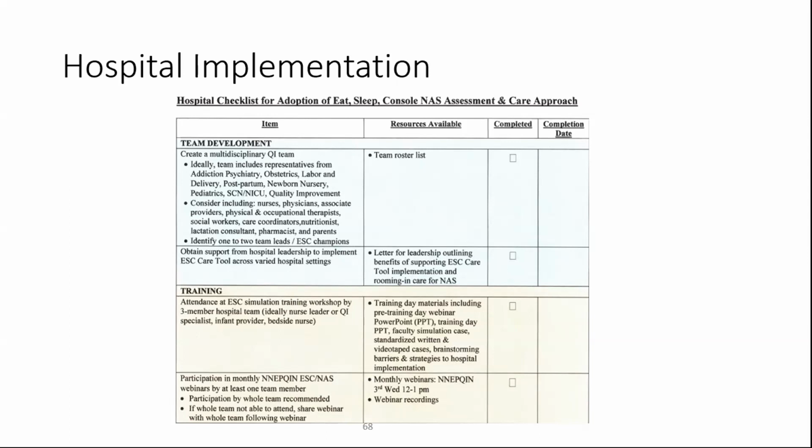You have to have a team leader if you're going to lead out on Eat, Sleep, Console. If you guys just say we want to do it, but nobody takes the lead on it, it fizzles out. In order to train, we're going to train you in the sim labs, and then you guys will go back and train your facility. We'll be glad to support you as you do that. We're not just going to train you and throw you out there. We'll be happy to help you with questions.